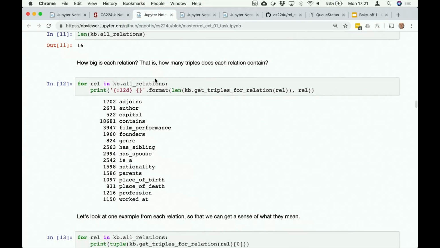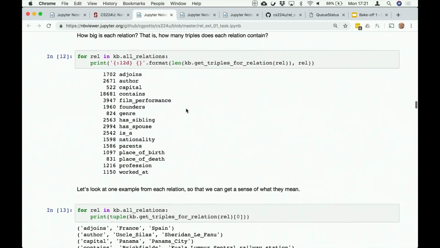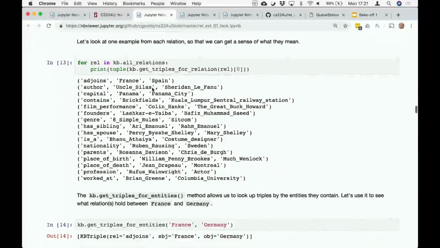Then you might want to know, how big is each relation? How many triples does each relation have? So we've counted them up, and you see the results here. It looks like the contains relation is the biggest one. It's got 19,000 triples. And some of them are quite small. The capital relation has only 500 triples. So they vary quite a bit in size. Here's some code that prints one example from each relation, just so you get a sense of what's in here. So adjoins France, Spain, pretty intuitive. Author, Uncle Silas, Sheridan Le Fanu. Capital, Panama, Panama City. I think these are pretty intuitive for the most part.